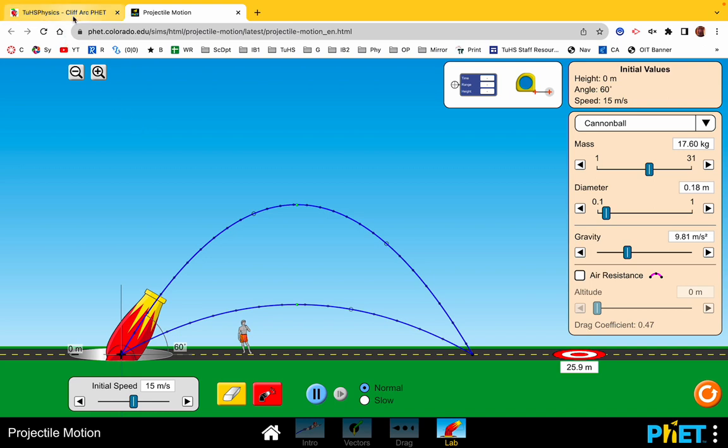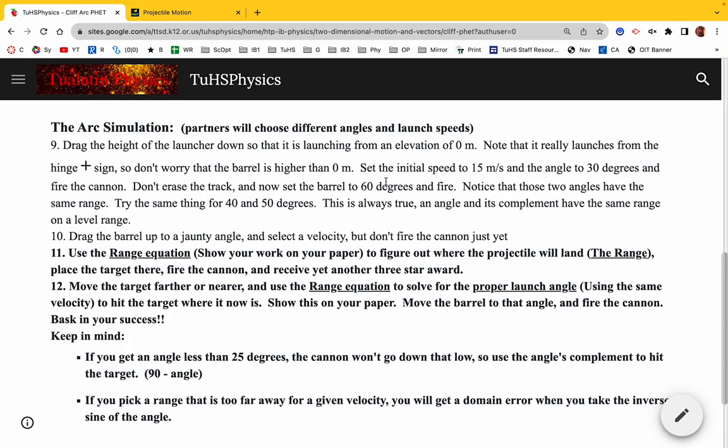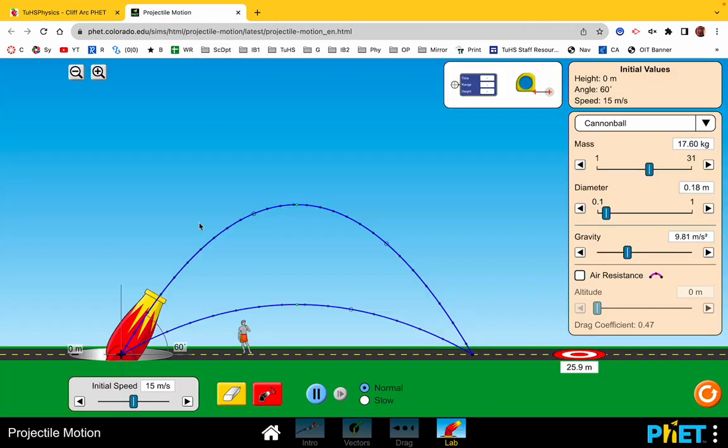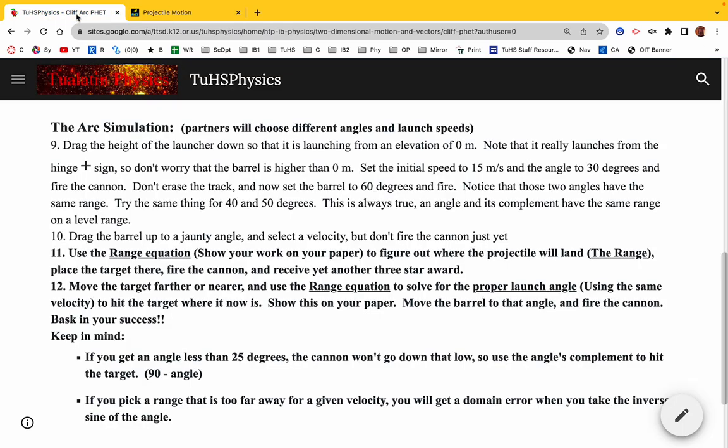All right. And then it says, try the same thing for 40 and 50 degrees, right? Go ahead and do it. I don't want to spoil it for you, right? But 40 degrees, right? And then do 50 degrees. And it's kind of cool. They land in the same place. So angle complements have the same range, right? So I just wanted you to try that.